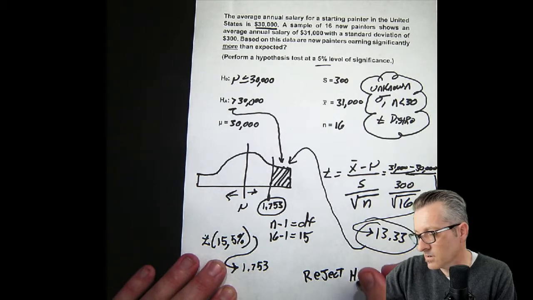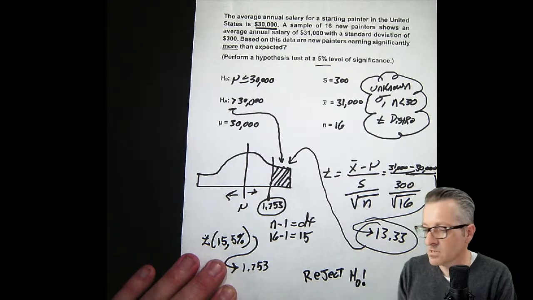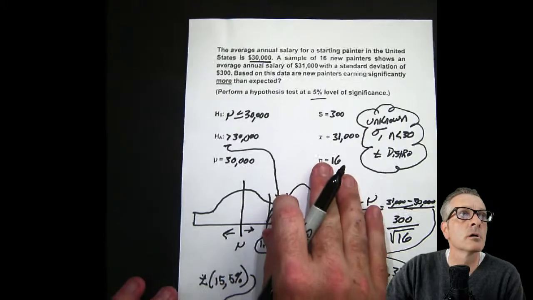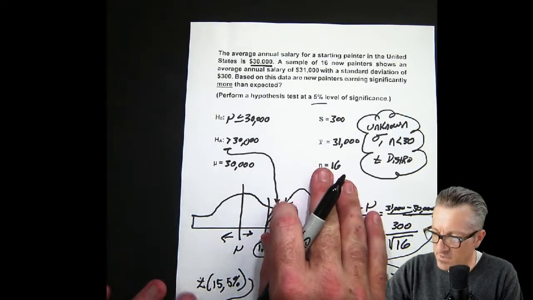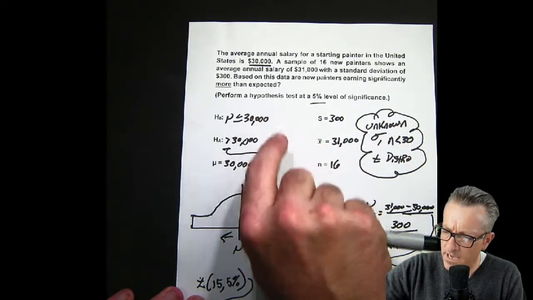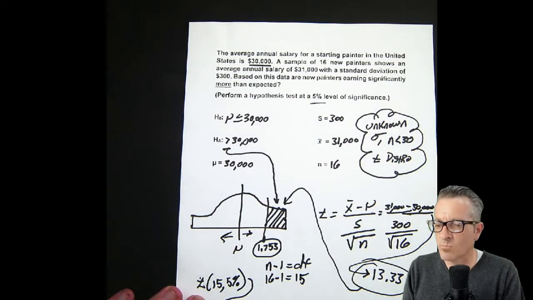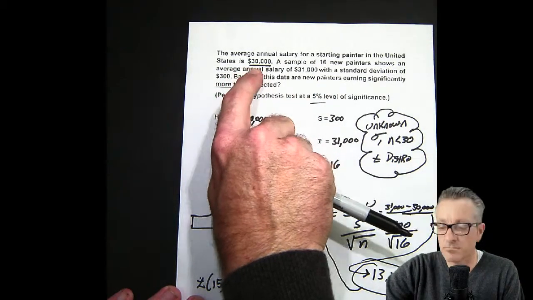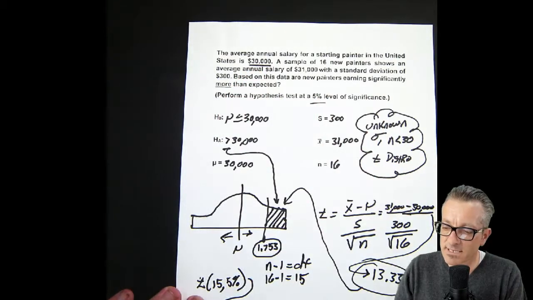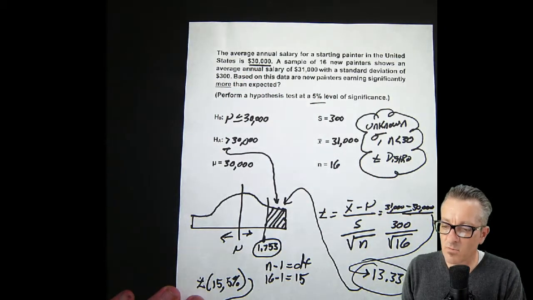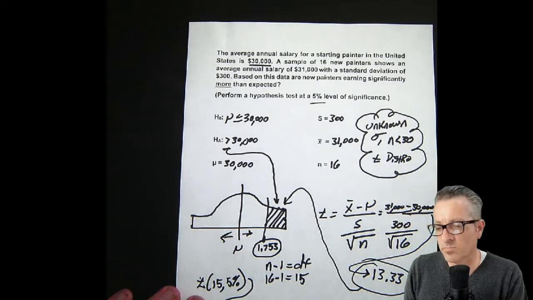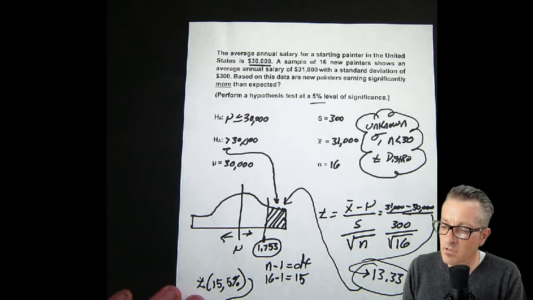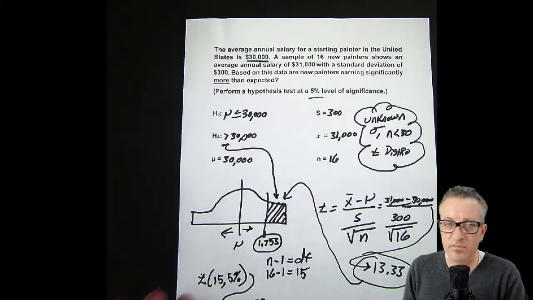Which means we're going to reject H0, our null hypothesis, which means our findings are significant based on the testing parameter, and it looks like painters could be making more than the average in the United States of 30,000. Now, one test doesn't mean that it's necessarily the way that we believe it is. We could have a bad sample, we could have all kinds of problems, but we might want to look into this more and do more testing. Okay, thank you for watching.